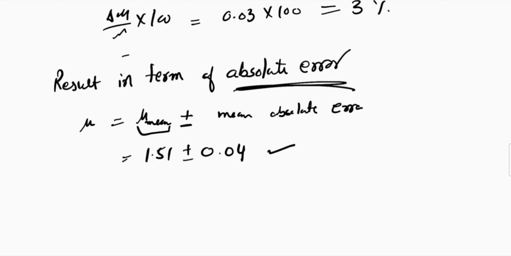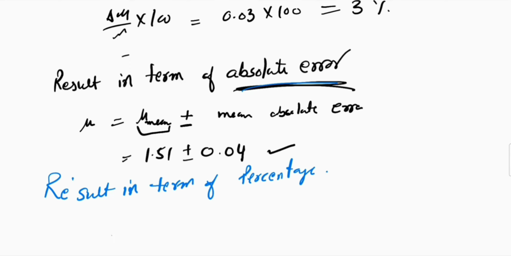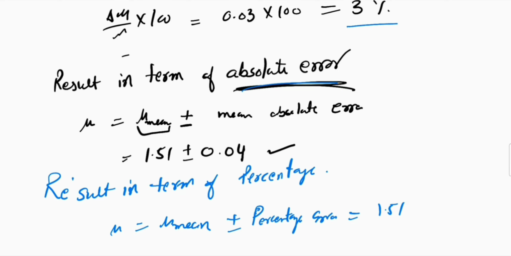So next, my result in terms of percentage. This will be equal to mu mean plus minus, here we have to write the percentage error. So mu mean is 1.51 and the percentage error is equal to 3%. So this is my answer.